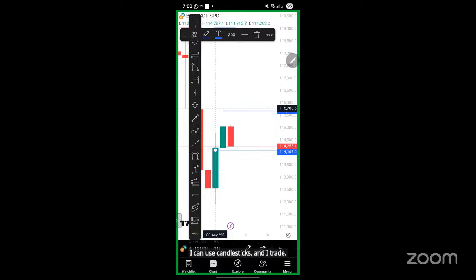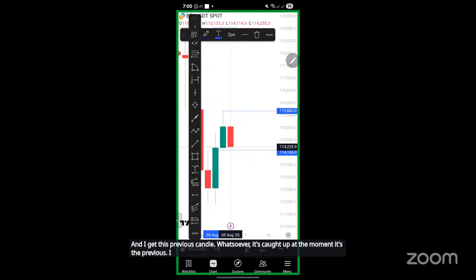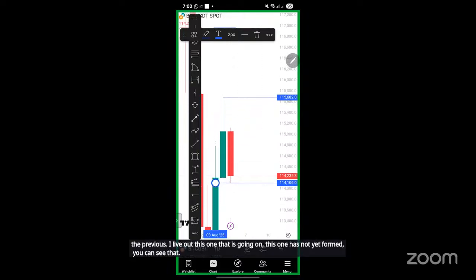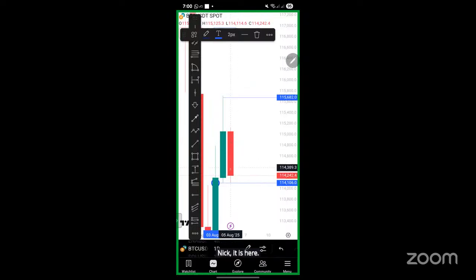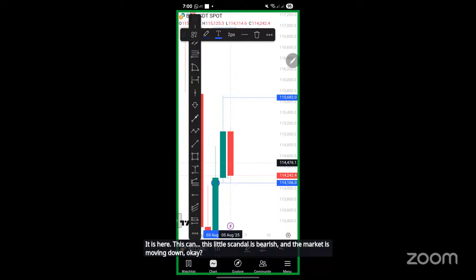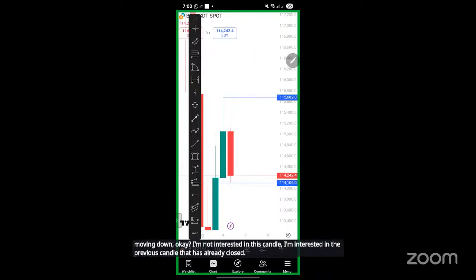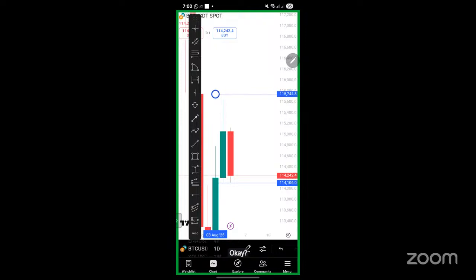For example, I come to the 1 day chart of BTC and I get this previous candle, whatsoever its color, but the moment it is the previous, I leave out this one that is going on. This one has not yet formed. You can see that it is here. This last candle is bearish and the market is moving down. Okay, I'm not interested in this candle. I'm interested in the previous candle that has already closed.